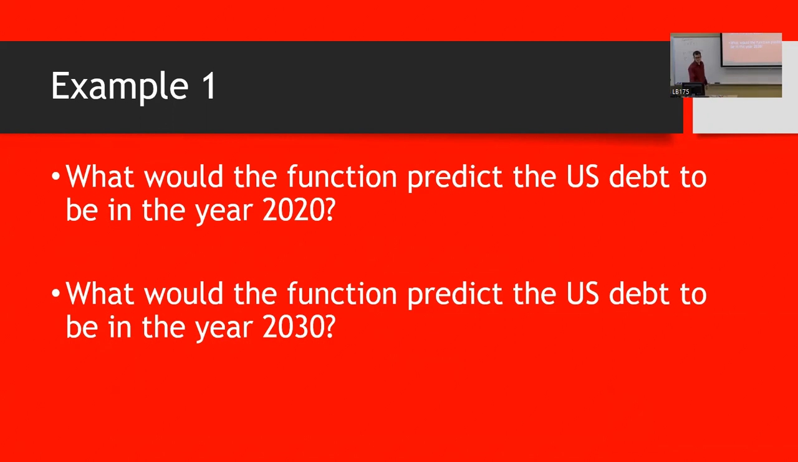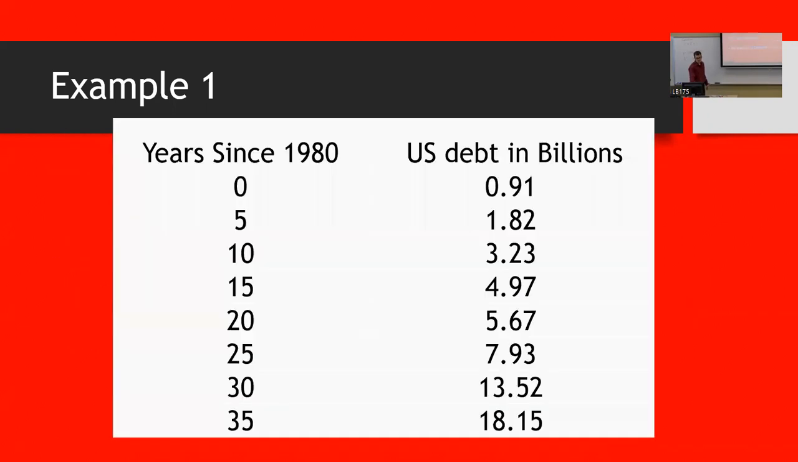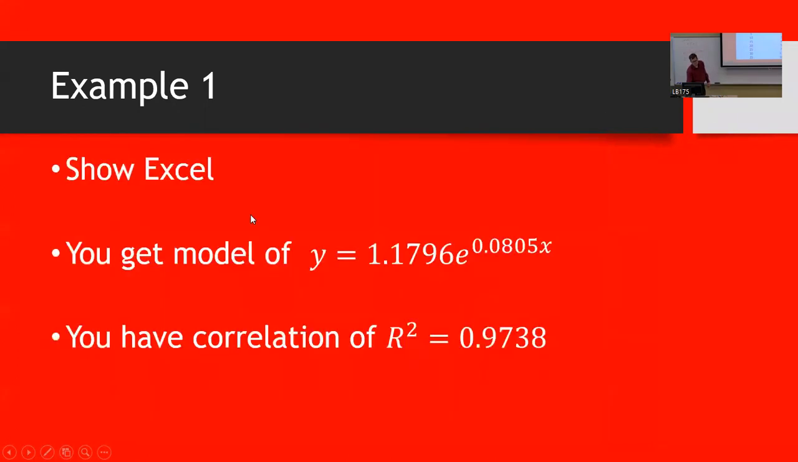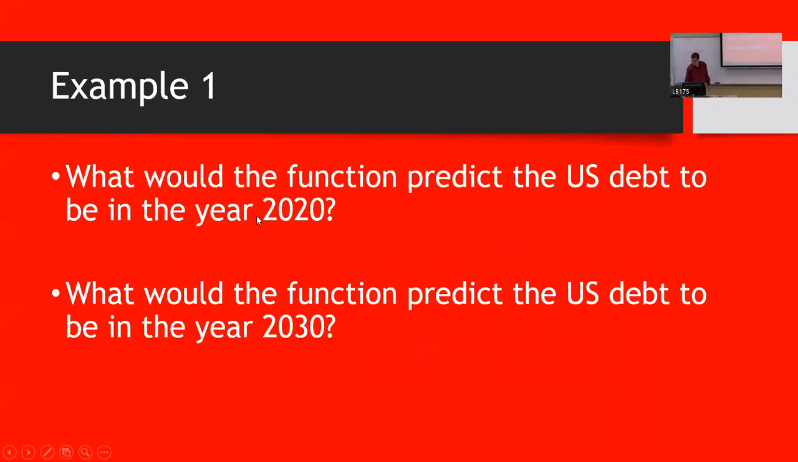Now, before I actually answer those questions, I want to remind us that the X values here were years since 1980. So 0 stands for 1980, 5 stands for 1985. So if we want the year 2020 and the year 2030, we have to make sure we understand that X is years since 1980. Does that make sense?